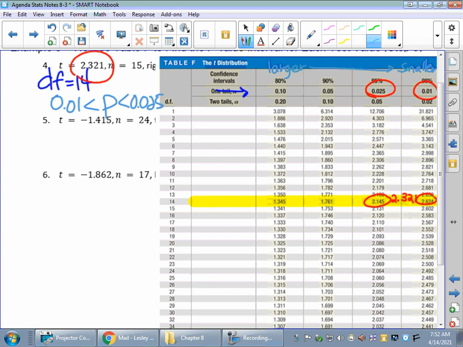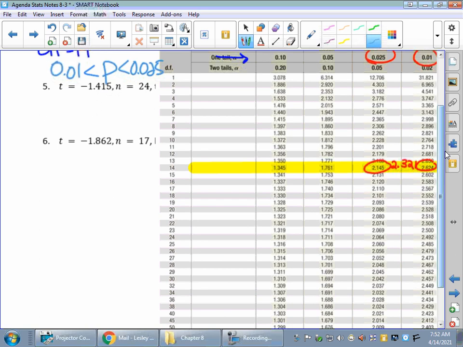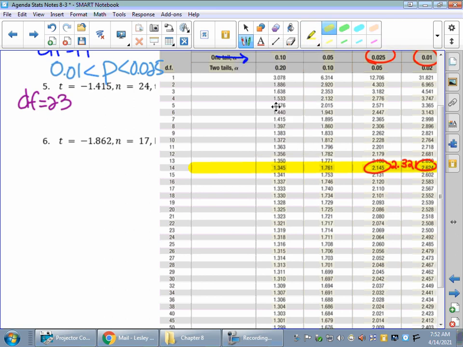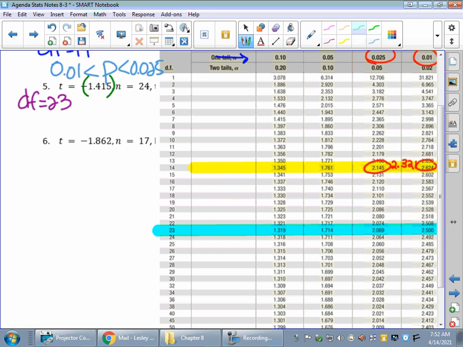So number 5, let me make sure I'm good. My t-value, notice, is a negative 1.415. My degree of freedom is 23. Now, I just know that the negative on that 1.415 means that it is a left-tailed test, right? So I'm just going to ignore that. I'm going to highlight my degree of freedom of 23, and I'm going to look for 1.415. Where would that fall? 1.415 would fall in between these two values.